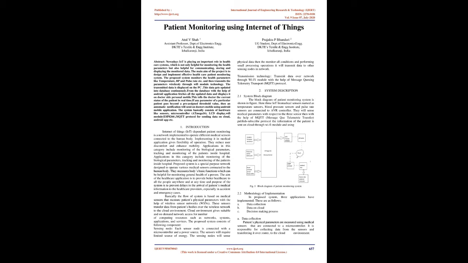The proposed system monitors the health parameters like temperature, BP, and pulse rate etc. and then transmits the parameters wirelessly through Wi-Fi module technology. The transmitted data is displayed on the PC. This data gets updated into the database continuously. From the database, with the help of an Android application, it fetches all the updated data and displays it on the doctor's personal mobile. This tells the doctor the current status of the patient in real time.